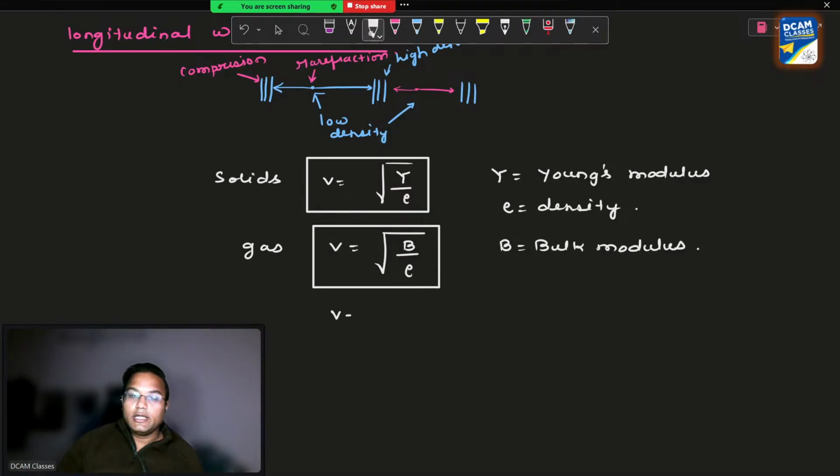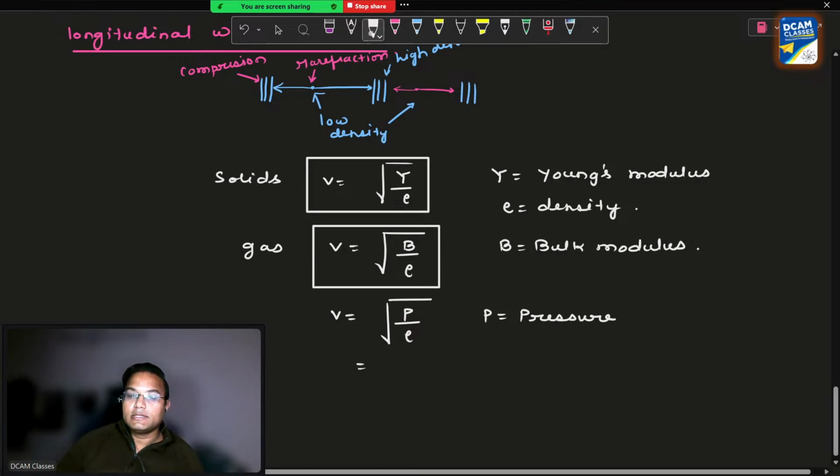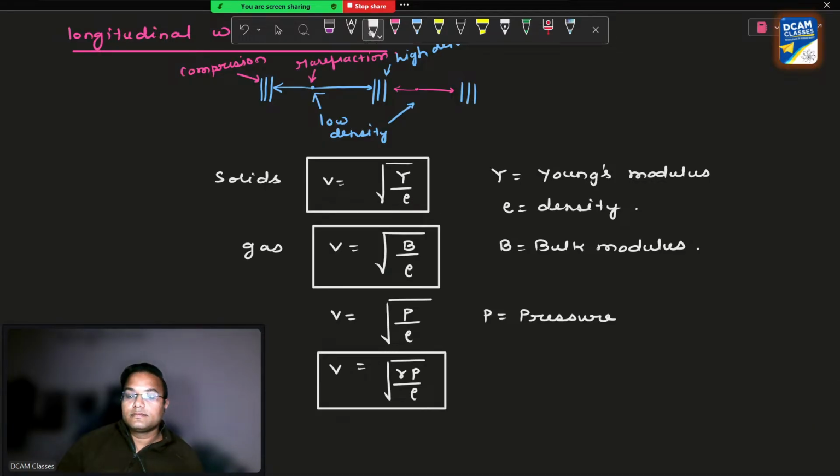Also in the gas, there is one more formula, that is root over P by rho, but this was actually later corrected. P is the pressure. It was later corrected and there was a Laplace correction, root over gamma P by rho. This is the actual formula that is being used. Gamma is the ratio of specific heat capacities.